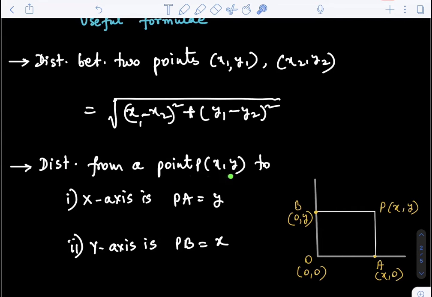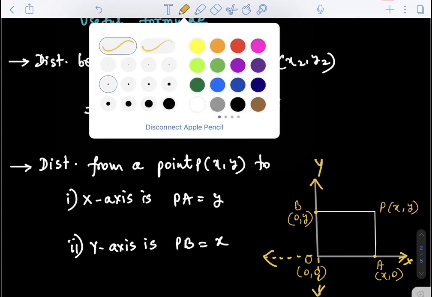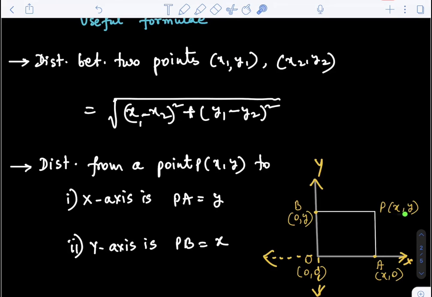Next formula, distance from a point P to the x-axis. See the diagram. Here is the point P (x, y). Distance from point P to the x-axis means this axis. So this is the point P and this is the x-axis. You can see that it is the x-axis and it is the y-axis. So the distance from a particular point P to the x-axis is y units.